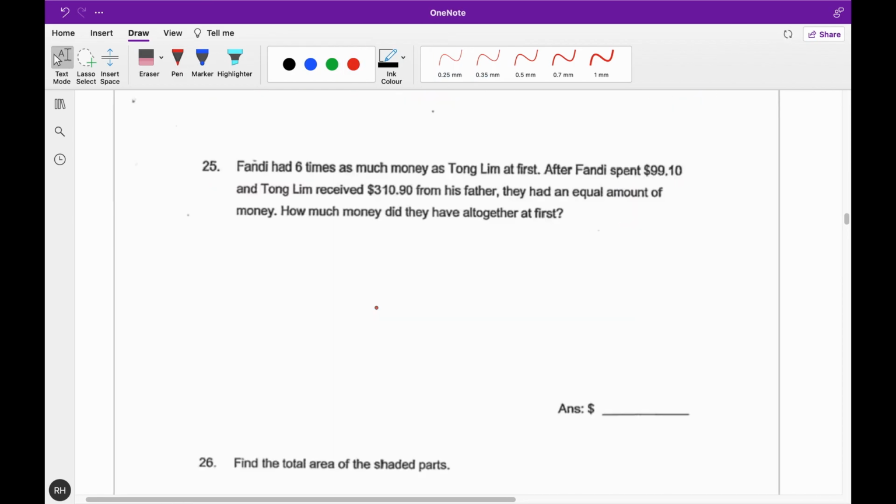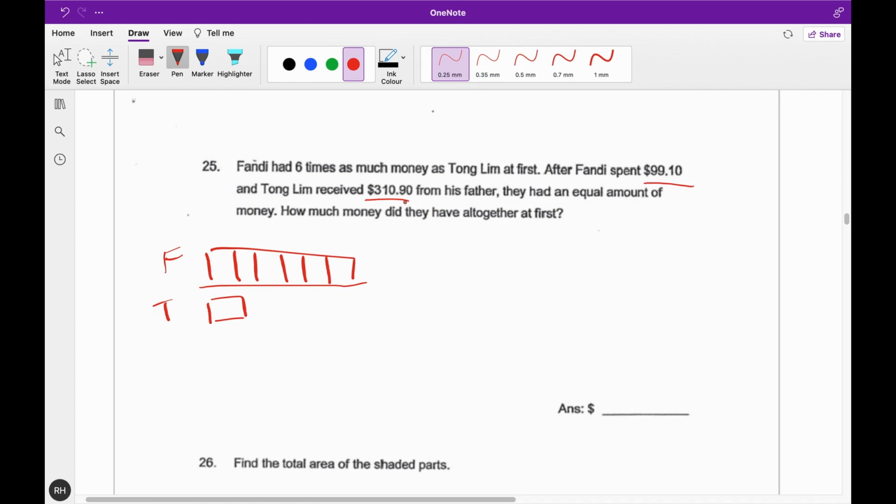Question 25. Fandi had 6 times as much money as Tong Lim at first. Fandi versus Tong Lim has 6 times. Okay, so 1, 2, 3, 4, 5, 6, and then 1 unit for Tong Lim. After Fandi spent $99.10 and Tong Lim received $310.90 from his father, they had an equal amount of money afterwards. So how much money did they have all together at first?